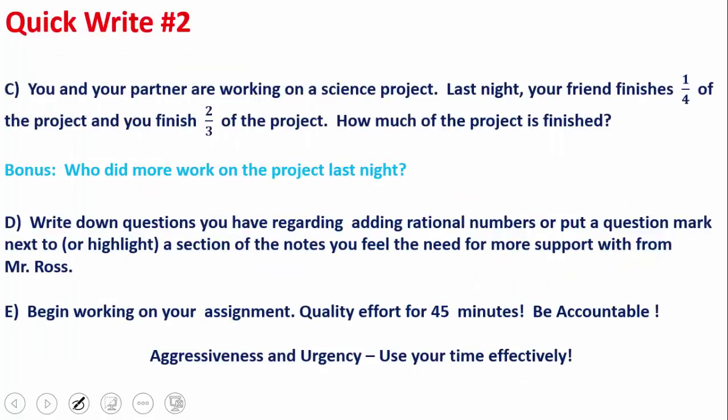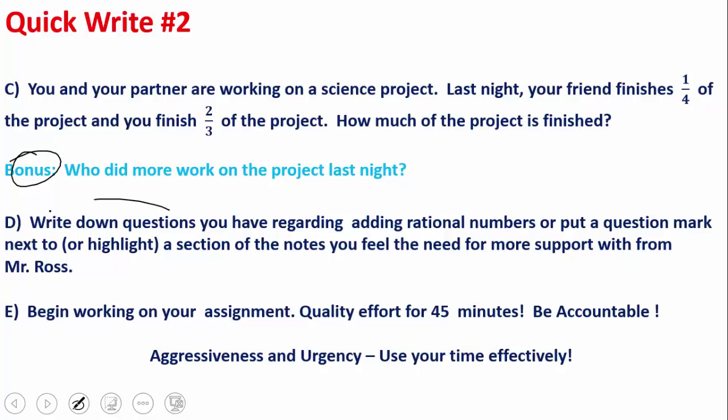Ladies and gentlemen, your quick write to finish off tonight is: you and your partner are working on a science project. Last night, your friend finished 1/4 of the project and you finished 2/3 of the project. How much of the project is finished? So please answer that question. You might want to write down some information in your notebook and your quick write so that you have that before you shut me off. While you're doing that, there is a bonus question if you want to answer that. I might be passing out candy to someone who can answer that when the name is drawn at random.